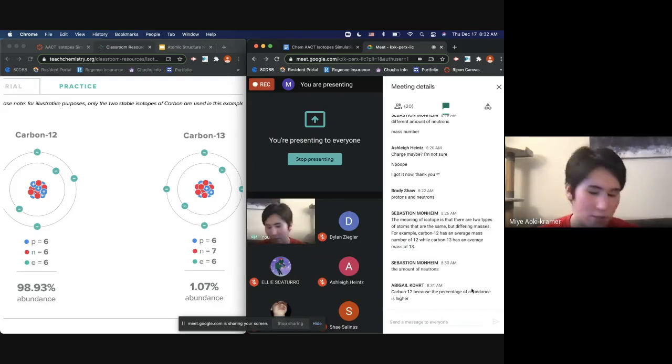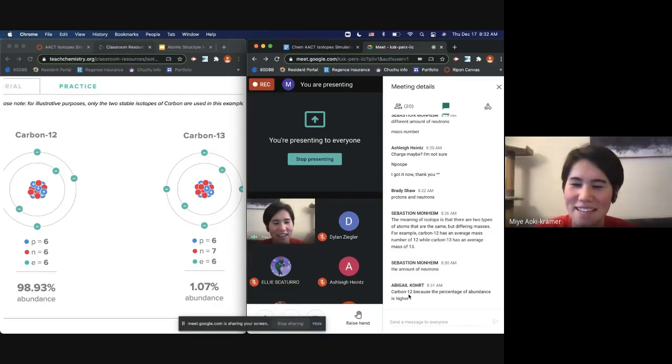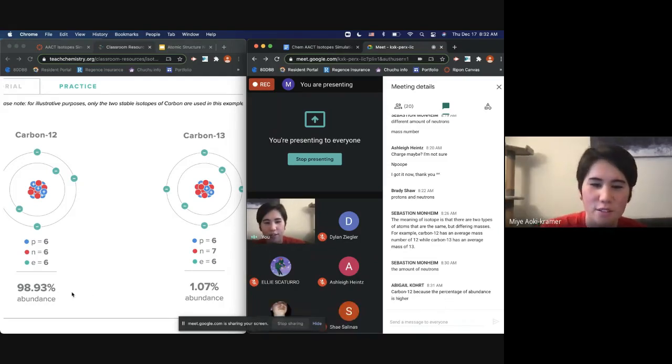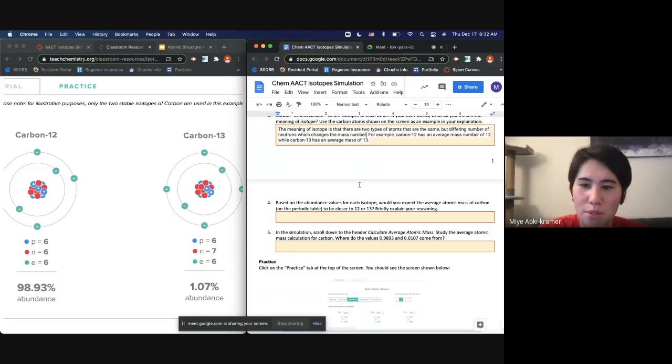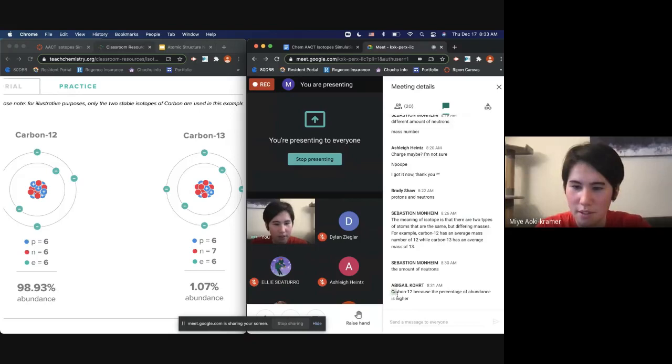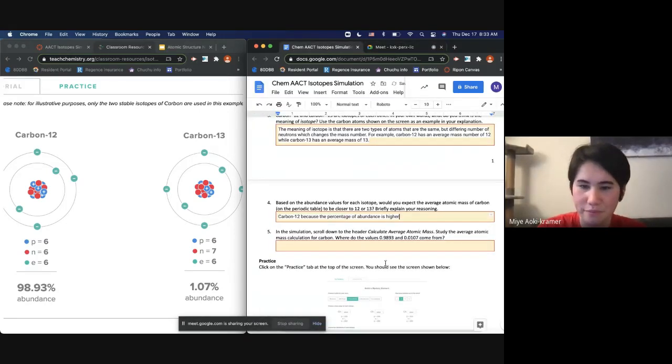All right. Looks like we are very, very shy all of a sudden and don't feel like talking. So we'll just go with Abigail's answer. And yes, carbon 12, because the percentage of abundance is higher. So this means that most of the atomic mass is going to come from carbon 12. So the mass on the periodic table will be closer to carbon 12. So actually, we're just going to copy her answer here and paste into our worksheet.